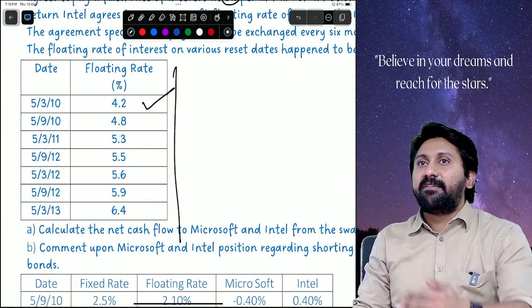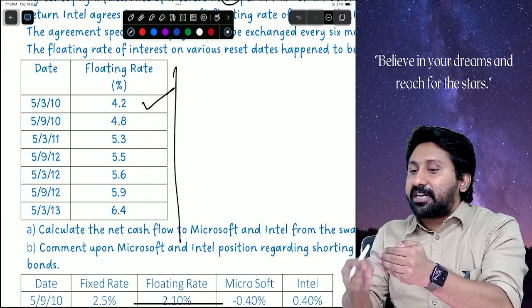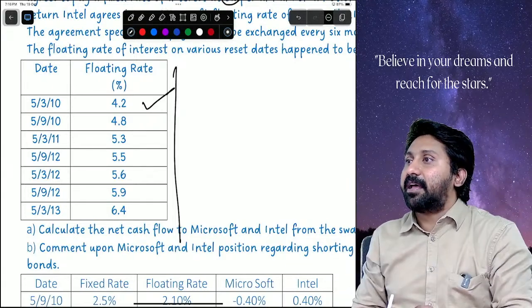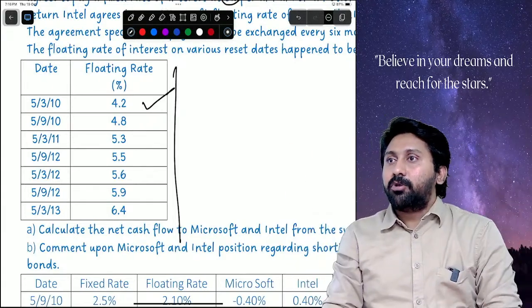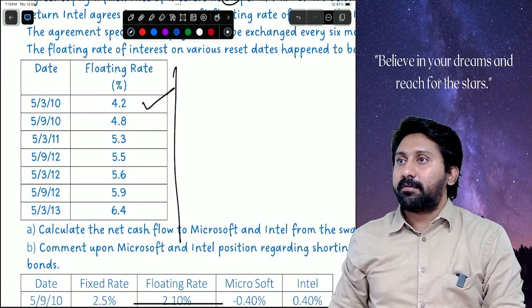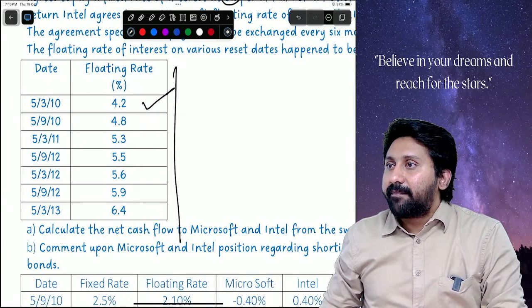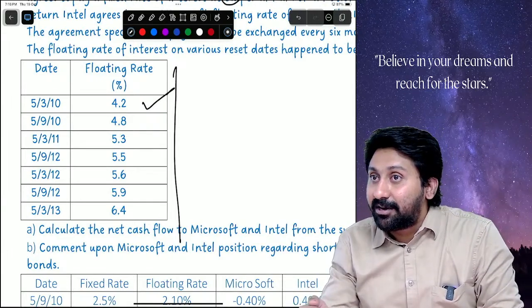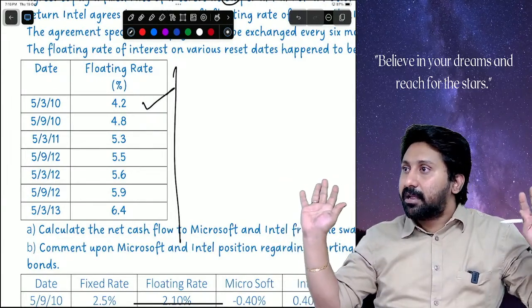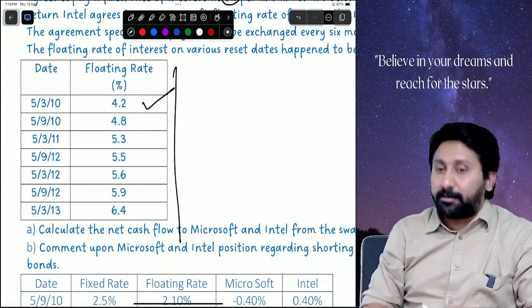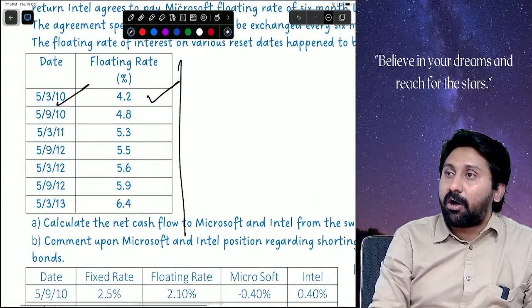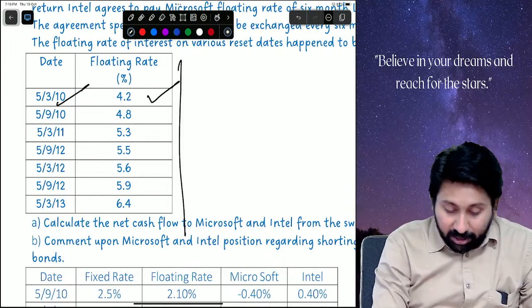Tell me, whenever I charge interest, I will charge interest for the completed period or the beginning period? Completed. Sir, for example, you took a loan at 10% from me. I will charge interest after 1 year, but the rate is fixed today itself. That is the swap concept: the rate they give on this day, you will not pay today, you will pay on the next date.